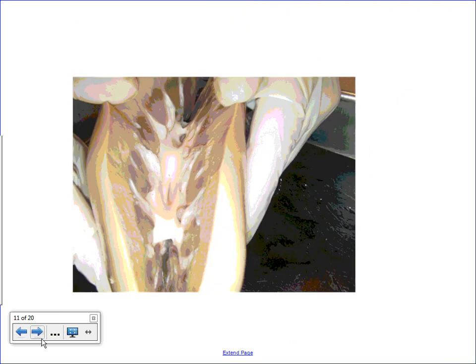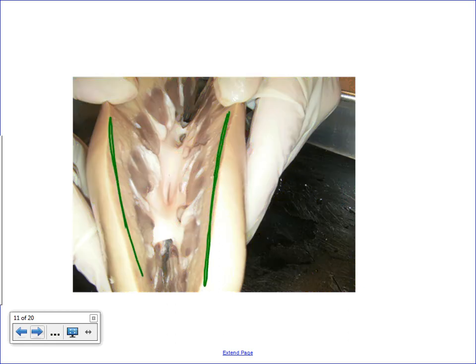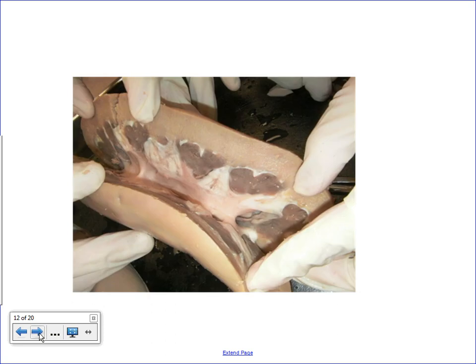And here's just another perspective or another view of this. Again, you all know right here that this would be the renal cortex. This darker, deeper tissue would be a renal pyramid and part of the renal medulla. And then all of this, these are calyces or drainage channels.